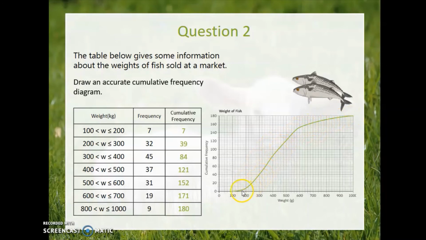Again, look at the typical elongated S shape. The data does start at 100 this time. So you can see from the data we're starting from 100. So the cumulative frequency graph should not be extended to touch the origin in this case.